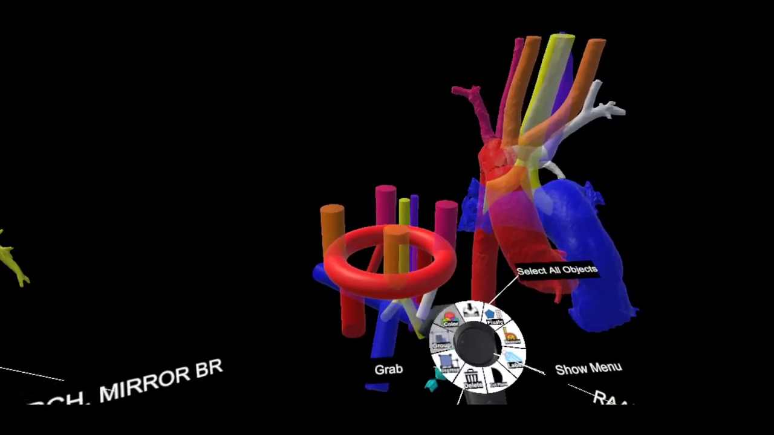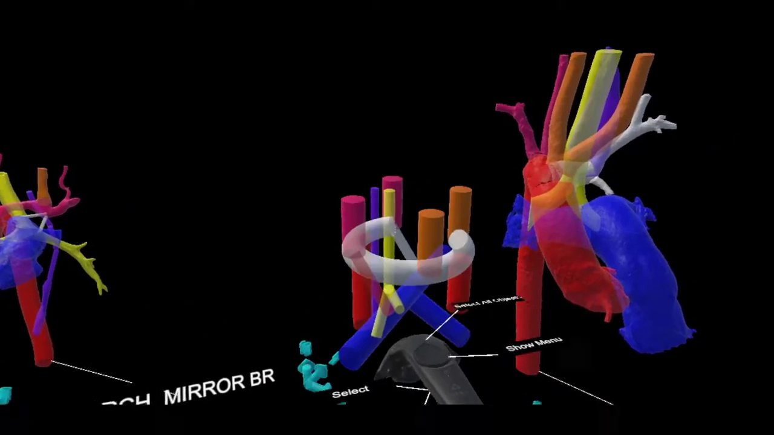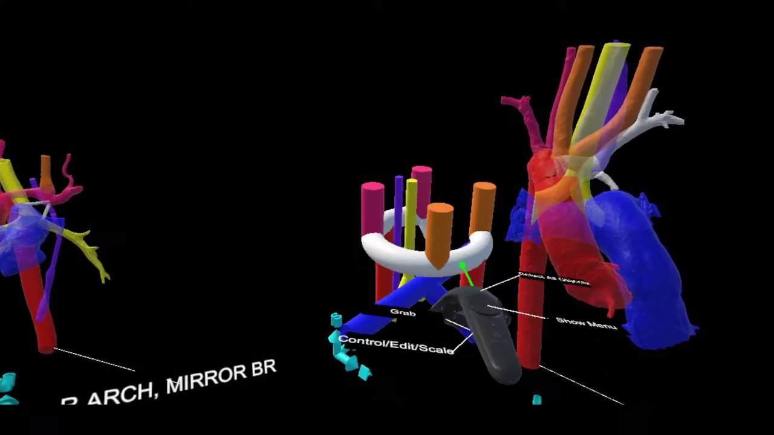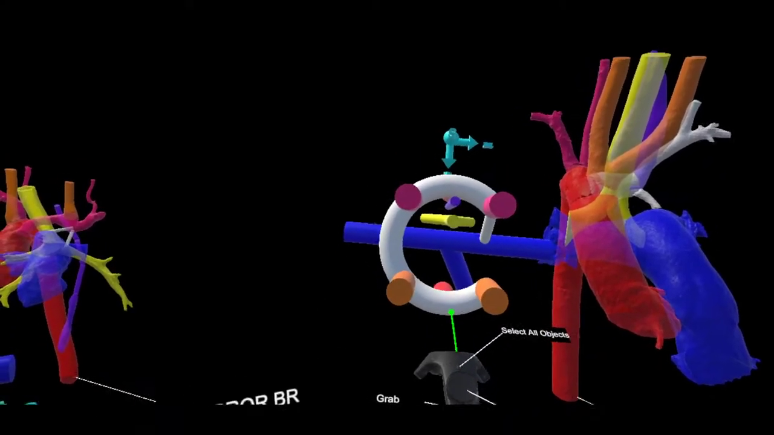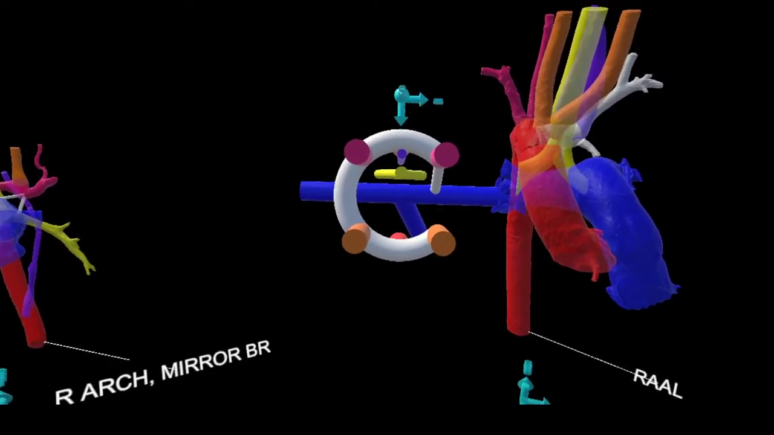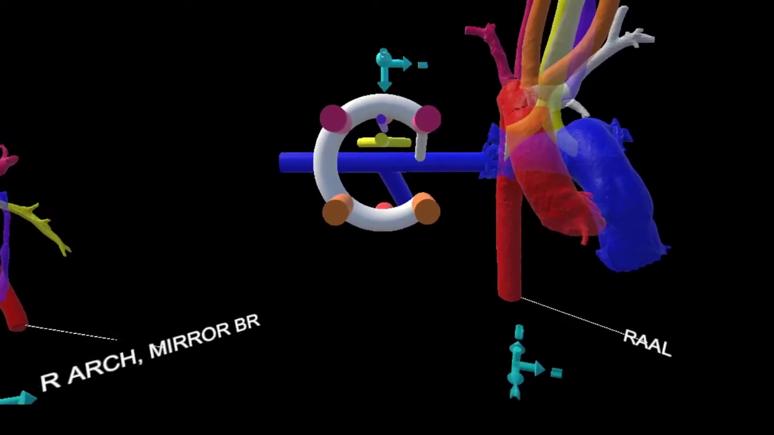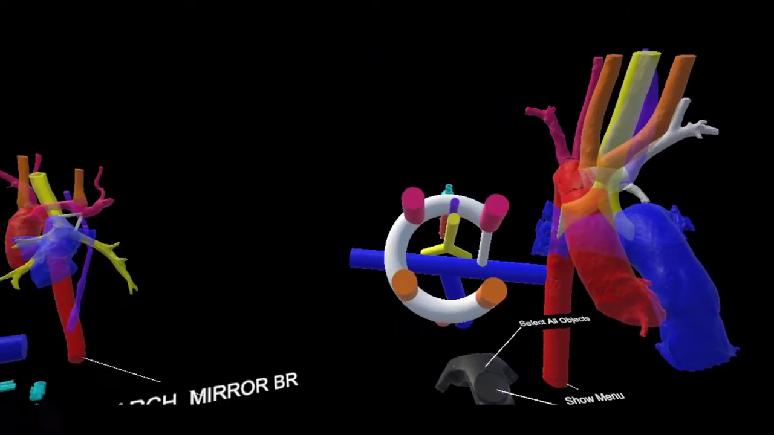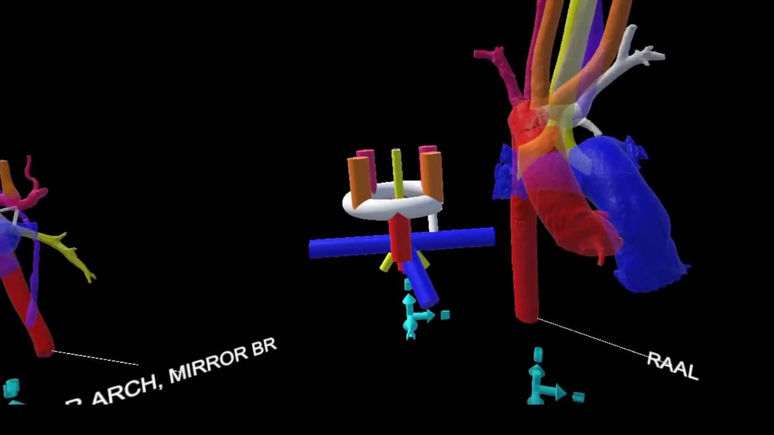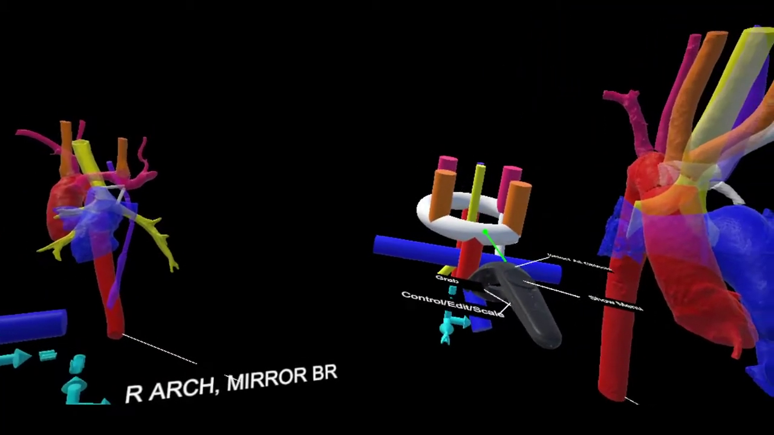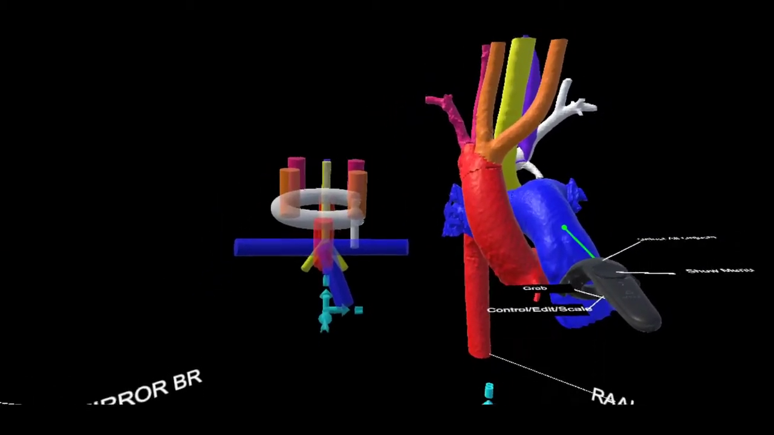So when this segment progresses, and the right ductus regresses, you are left with a right arch with a left ductus arteriosus, and that actually does form a complete ring, as you can see from this angle, around the trachea and the esophagus. I'll go ahead and rotate that back here for you. In this example, it's associated with an aberrant left subclavian, which is a little bit easier to explain here on the imaging data set.